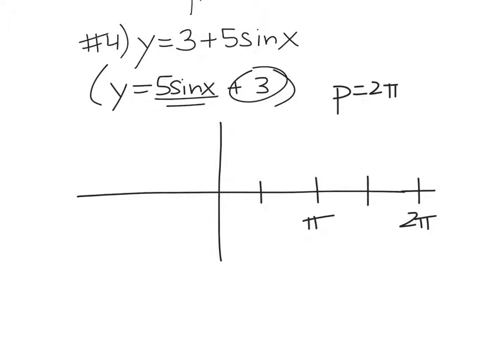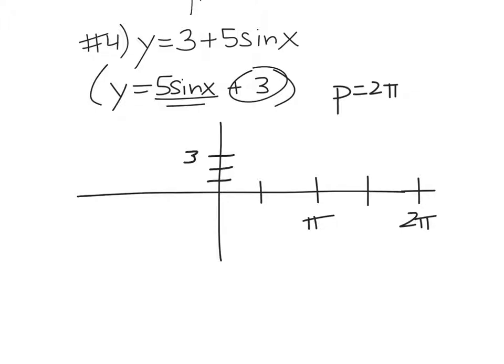Now, here's the thing about shifts. This is the way I like to do them. This is going to be a shift of up 3. So I'm going to take this, and I'm going to go 1, 2, 3. Okay? My amplitude from the 3 is going to be up 5 and down 5. From the 3, not from 0, not from the x-axis, from the 3.